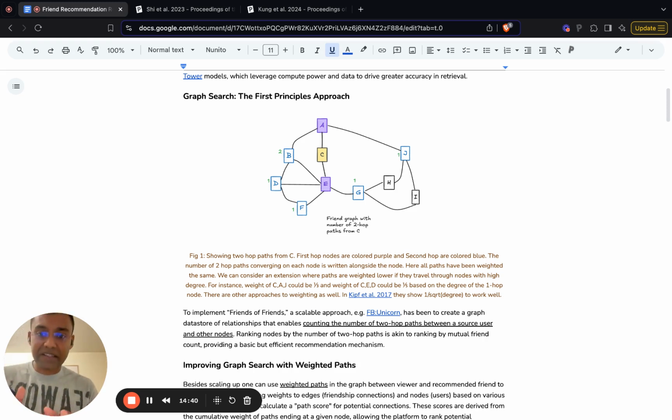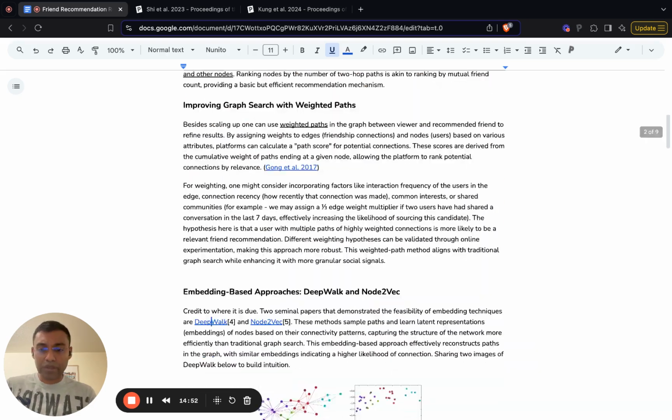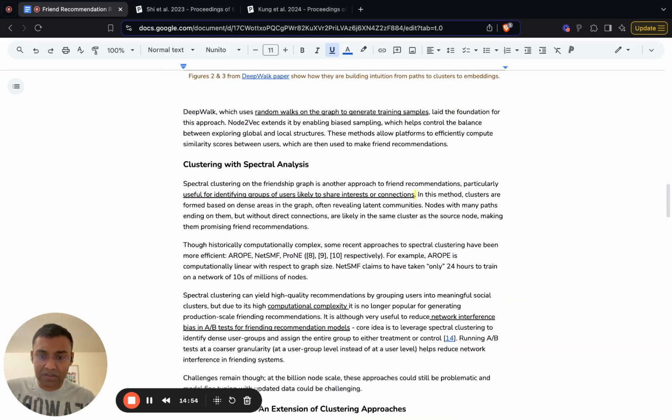And that's the idea: can you take the social graph and find these clusters? Of course, there are some overlaps. You'll see some friends that are in multiple social clusters, but I think this language here says it well. Clusters are formed based on dense areas of the graph, often revealing latent communities.